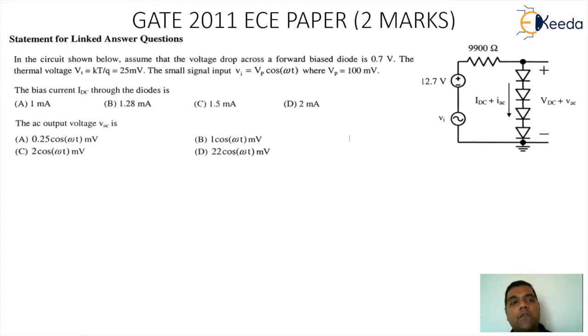So the first part of the question focuses on the DC component, and that's the reason they are asking for the bias DC current IDC, the current that is flowing through the diode. So let's go for the solution.